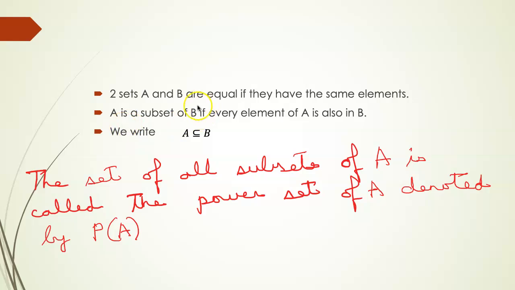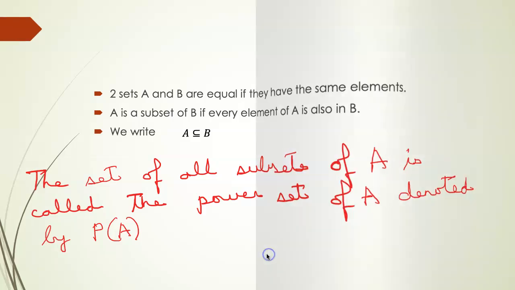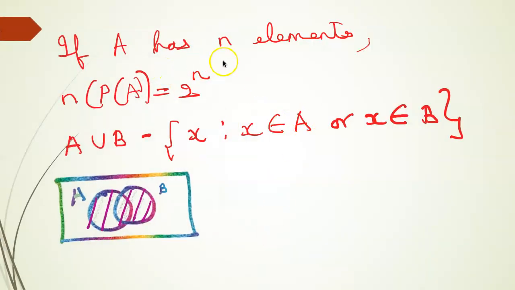So two sets A and B are equal if they have the same elements. A is a subset of B if every element of A is also in B, and this is a notation for subset. The set of all subsets of A is called the power set of A, denoted by P(A). Now if a set A has n elements, the number of elements in the power set of A is 2 raised to n. A union B is defined as the set of all elements x such that x belongs to A or x belongs to B, and this is the symbol for union.